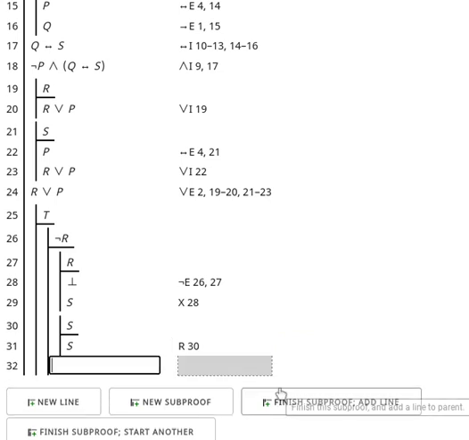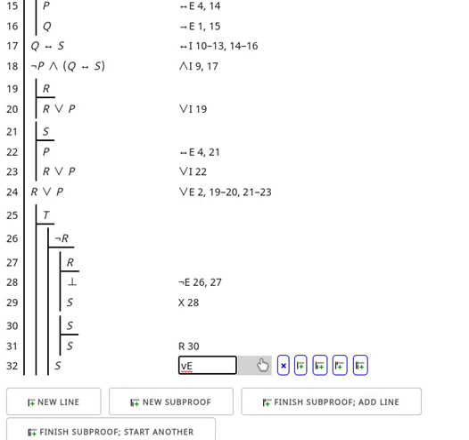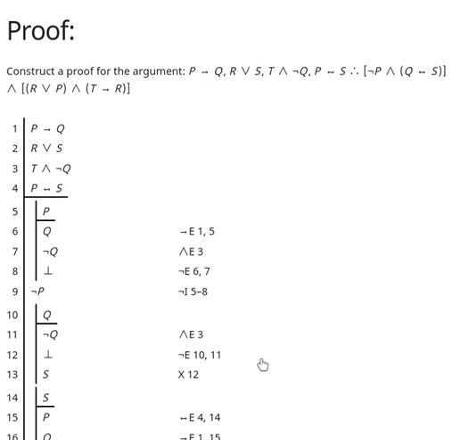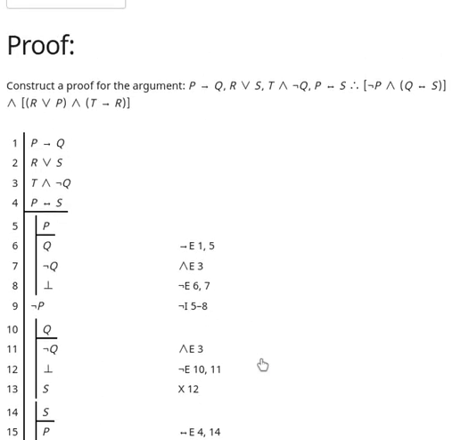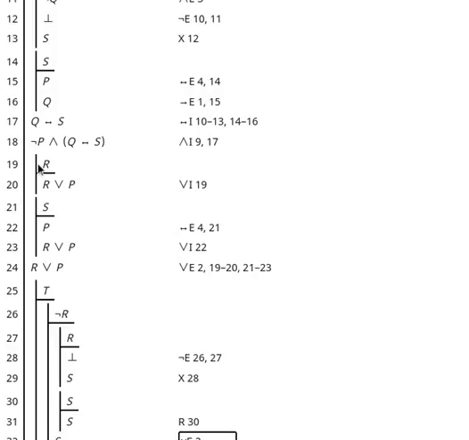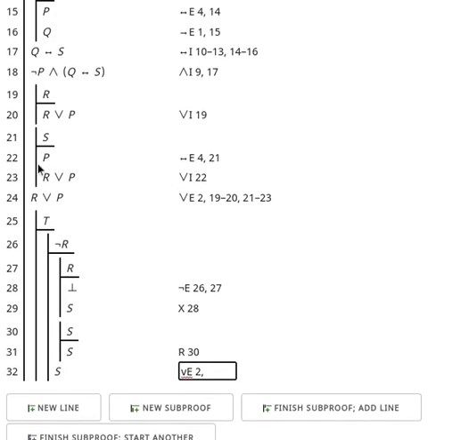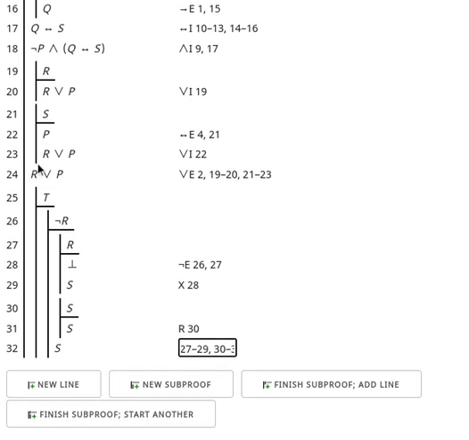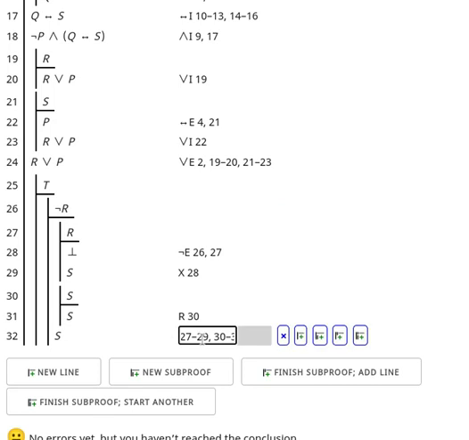And thus, in either case, we have either R or S. In either R or S, line 2, we have line 27 in the case of R to 29, and we have line 30 to 31 in the case of S. Either way, we're going to have S being true.